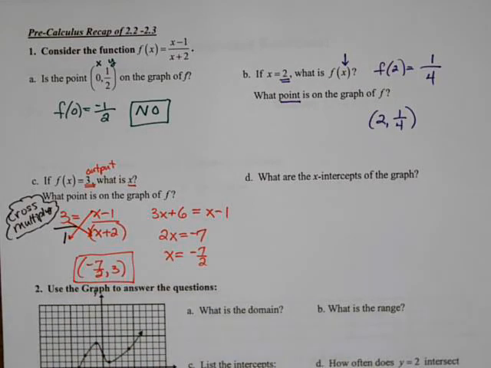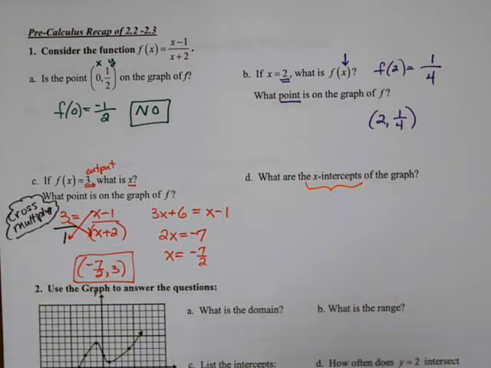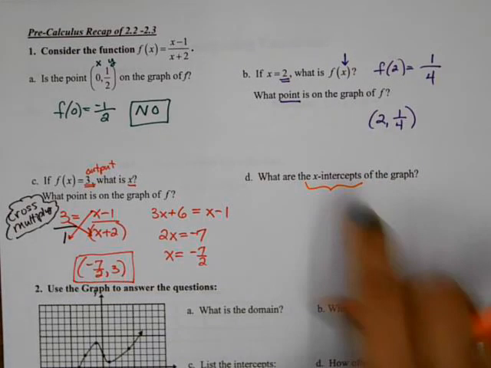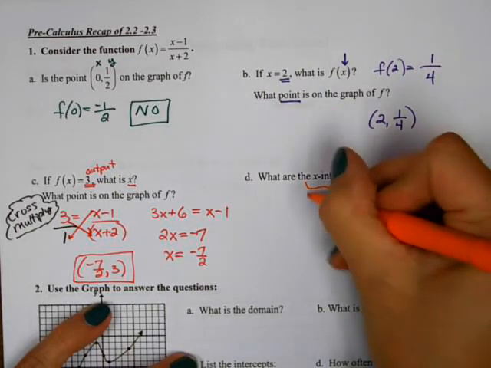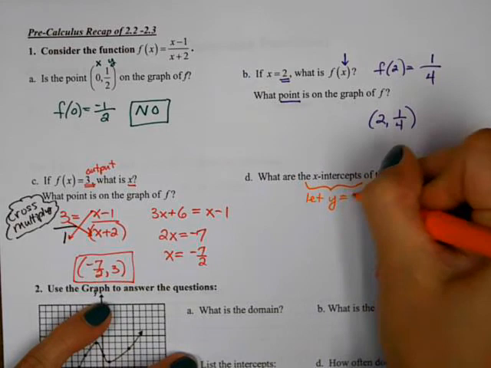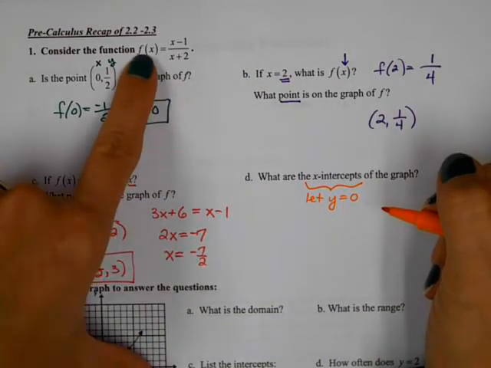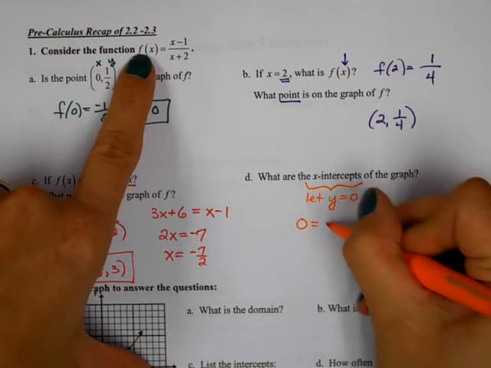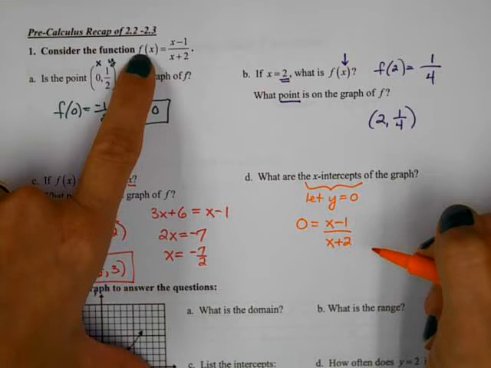What are the x-intercepts? X-intercepts. We learned this last chapter. We're still practicing. To find an x-intercept algebraically, we're going to let the y value equal 0. So looking at this function, the y value is on the left. 0 equals x minus 1 over x plus 2.